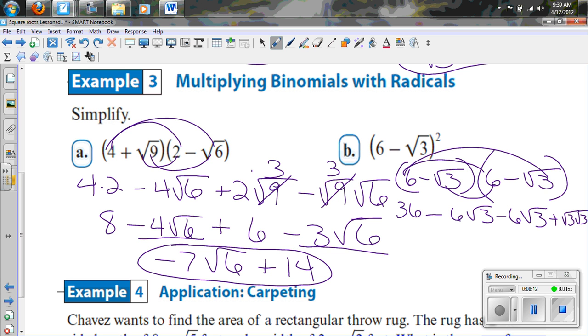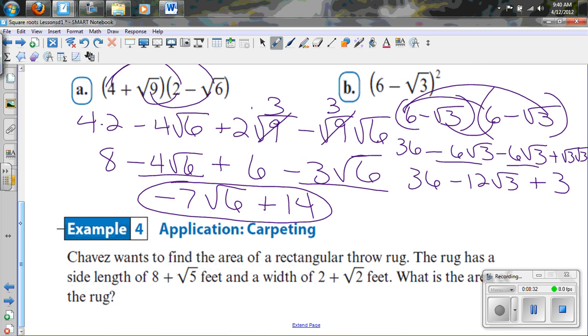And so really what we have is 36. These two can be combined, and so we have a negative 12 square root of 3, and the square root of 3 squared is 3, so plus 3. And we can do one more combining step here, and that is 36 plus 3 is 39 minus 12 square root 3.